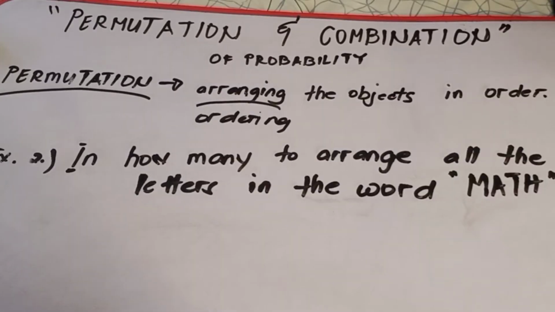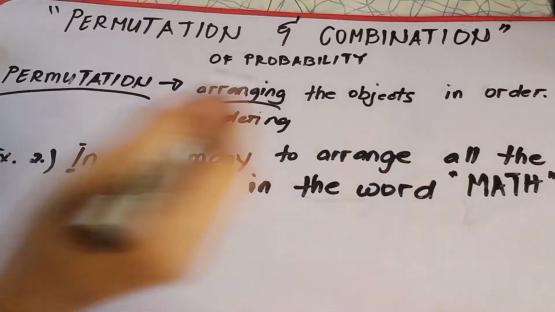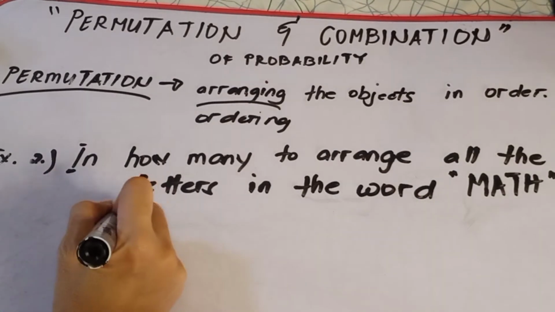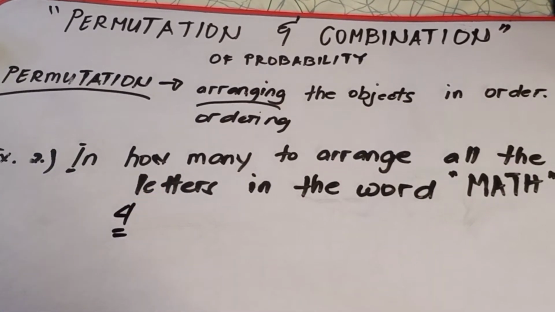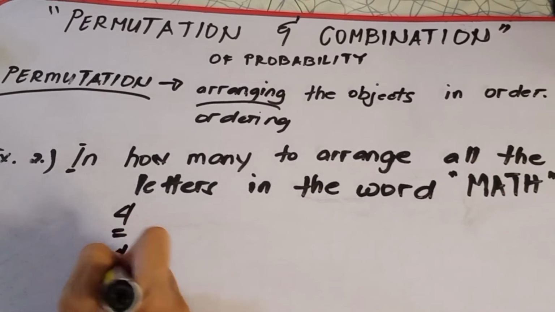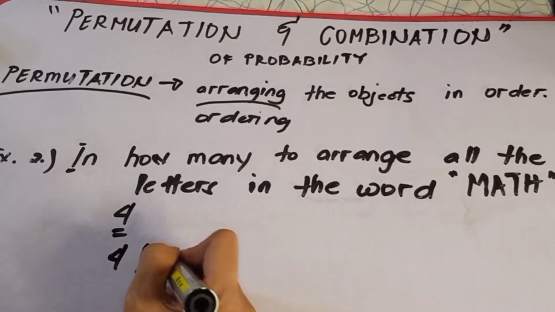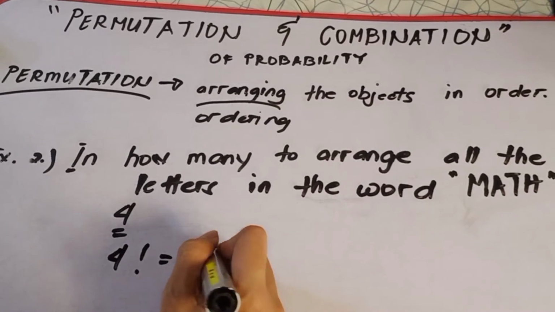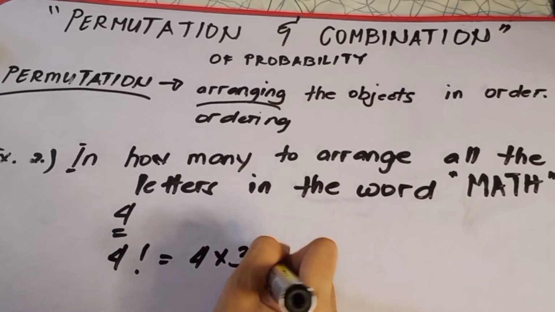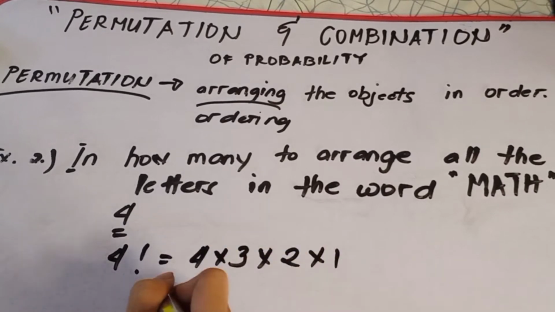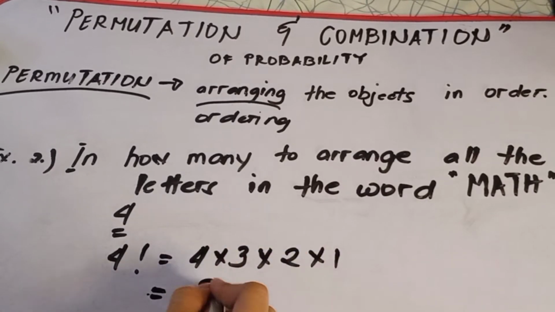Alright, so let's have another example. In how many ways can we arrange all the letters in the word math? In the word math, how many letters do we have? There are 4 letters. So, to find how many ways to arrange all the letters in that word, we simply get the factorial of 4. So, factorial of 4 is equal to 4 times 3 times 2 times 1, and that is equal to 24.